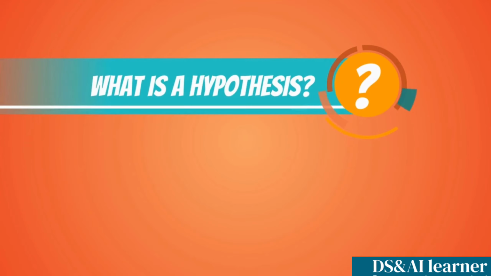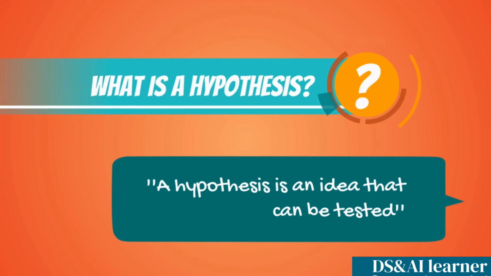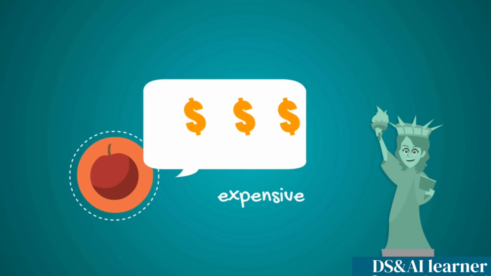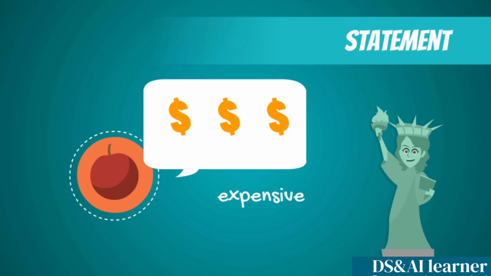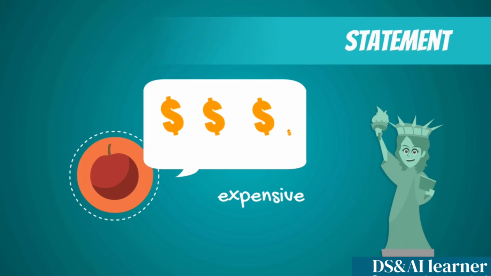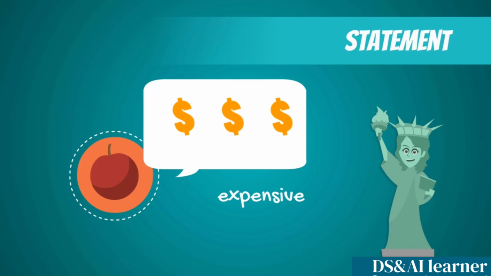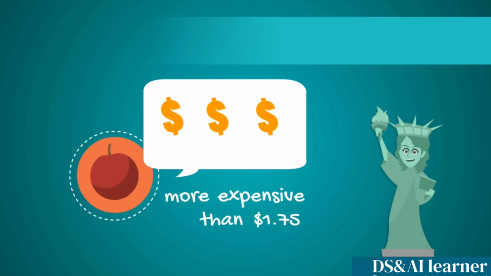What is a hypothesis? Though there are many ways to define it, the most intuitive I've seen is a hypothesis is an idea that can be tested. This is not the formal definition, but it explains the point very well. So, if I tell you that apples in New York are expensive, this is an idea or a statement, but is not testable until I have something to compare it with. For instance, if I define expensive as any price higher than $1.75 per pound, then it immediately becomes a hypothesis.